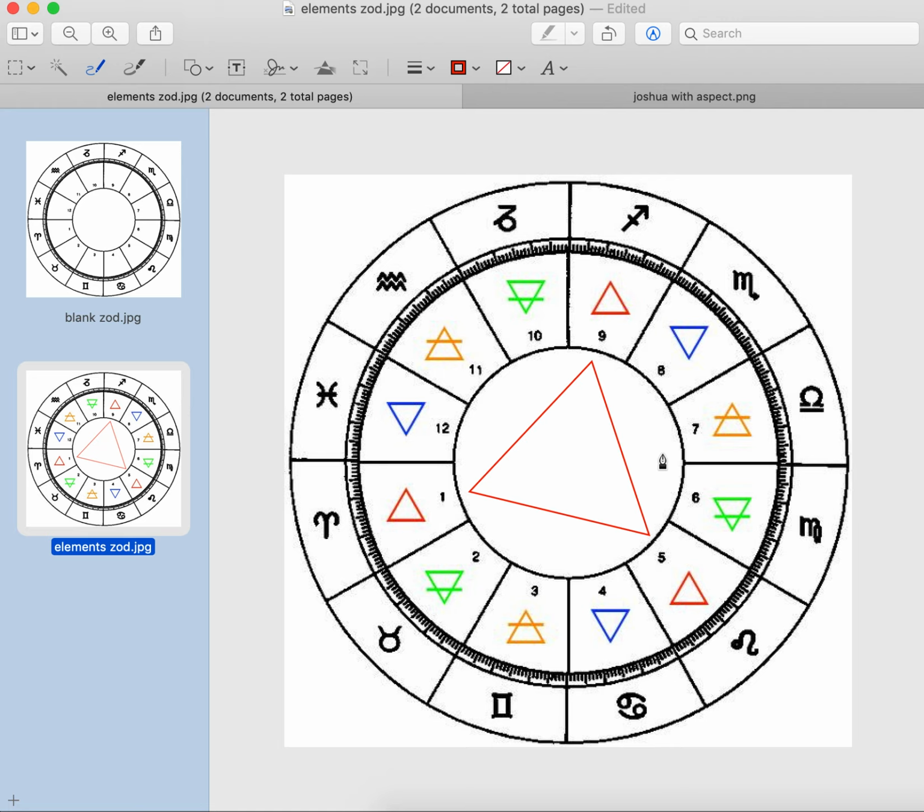which we're going to talk a lot more about in aspects, not right now, but basically showing the really important and strong relationship between the signs of a single element. And of course you can draw a triangle to connect all the signs of any of the elements that you like.